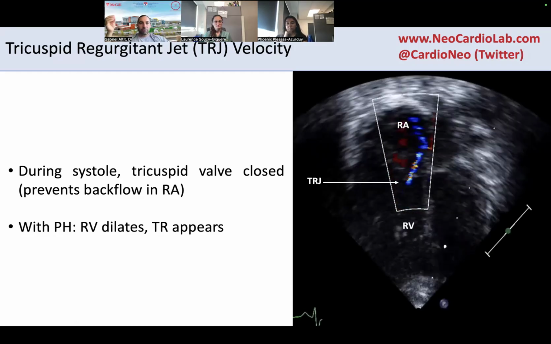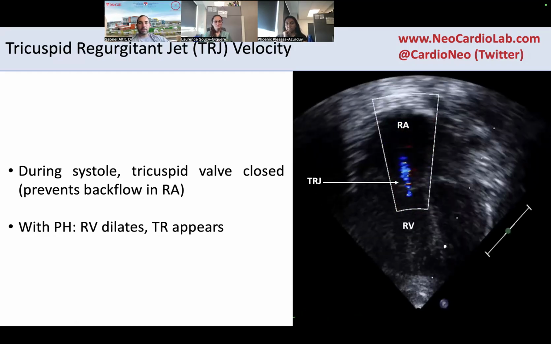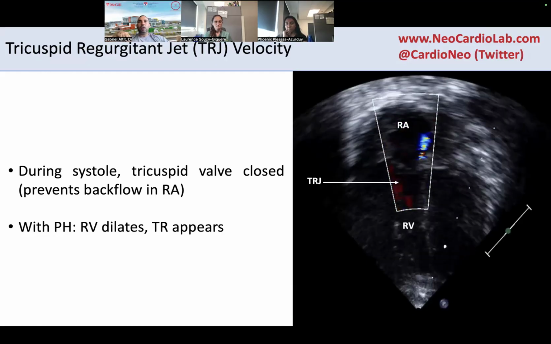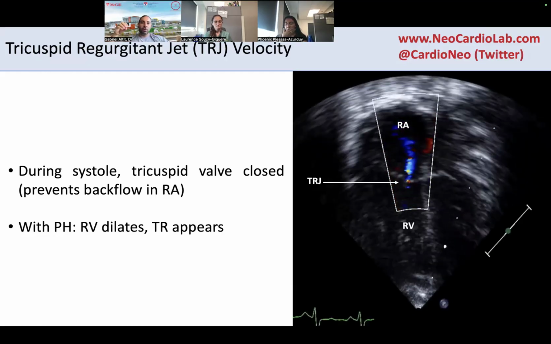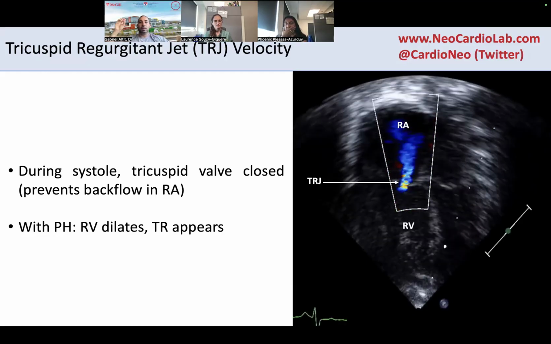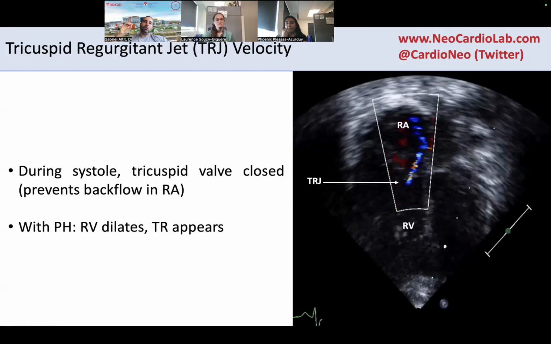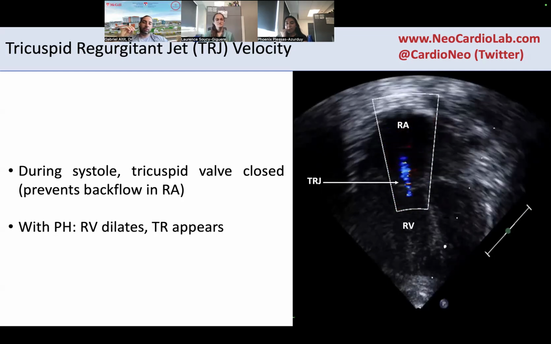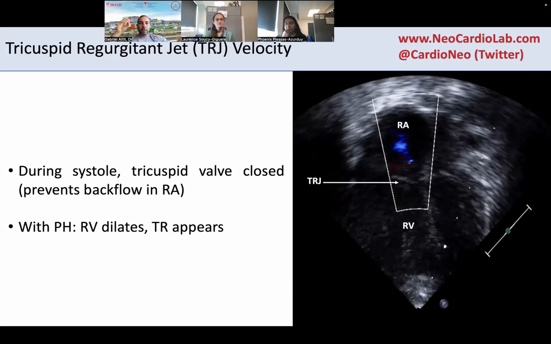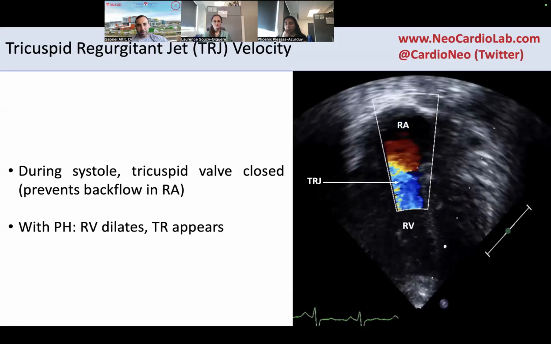So an aortic valve is to prevent the flow from coming back from the aorta to the ventricle, LV. Mitral valve is to prevent the flow from coming back from the LV to the LA. Same thing. You don't want your RV blood flow to go back to your RA during systole. And so that's what the tricuspid valve is made for.